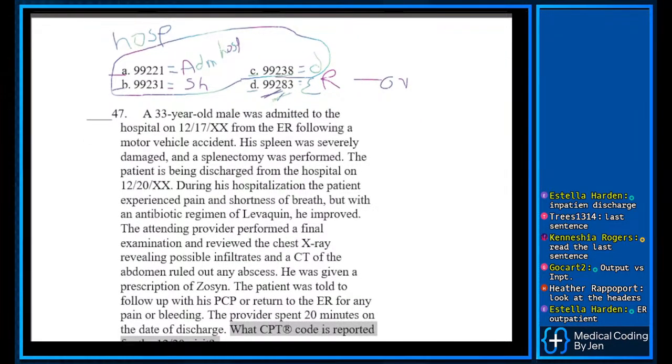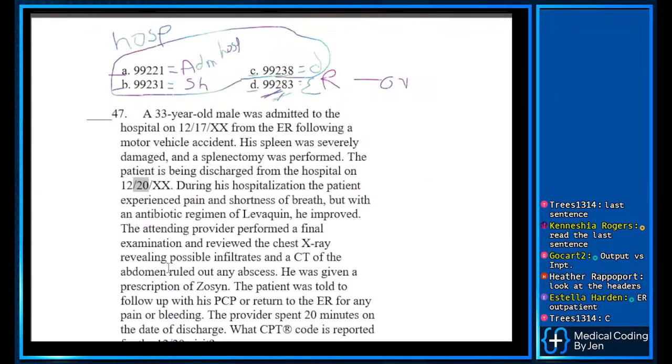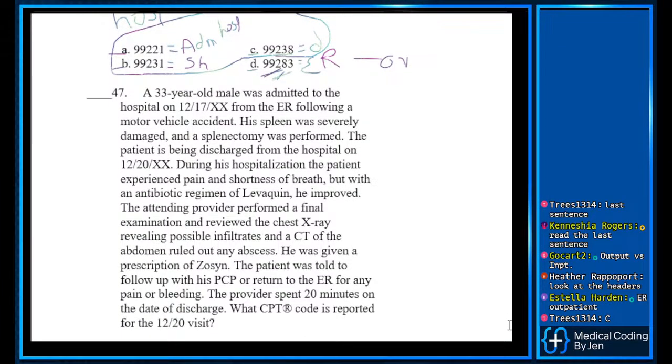So this one says only billing for the day 12/20. So anything that happened on the 17th, we don't need to know about. The 18th, the 19th, we don't need to know none of that. What happened on the 20th? What happened on the 20th?